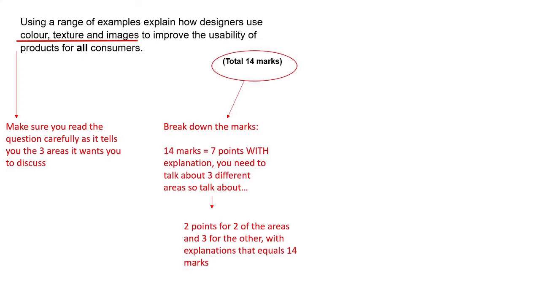So next question. Use a range of examples to explain how designers use colour, texture and image to improve the usability of products for all consumers. So 14 marks. So again, it says first of all colour, texture, images. So make sure you read the question carefully as it tells you the 3 areas it wants you to discuss. So if you break that down, 14 marks, again, 7 points with explanations. So you need to pick out 3 different things. So in reality, it's 2 points for 2 of the areas and 3 points for the other area, and that will equal your 14 marks.